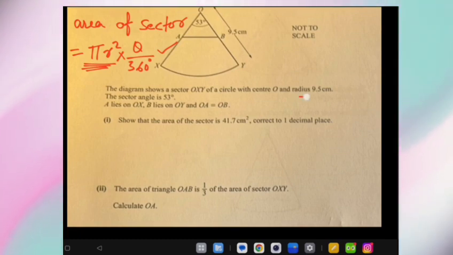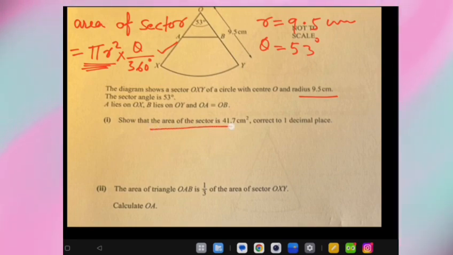Now, come to the point. Here the radius is given as 9.5, so we can write r is equal to 9.5 centimeter. Now the angle is given. Theta is 53 degree. Now we have to show that the area of the sector is 41.7 centimeter square.